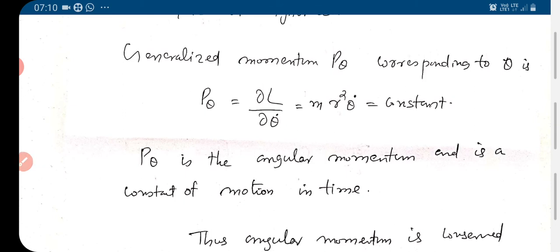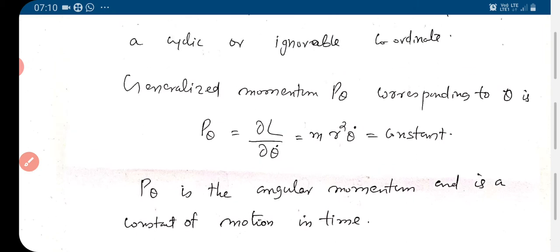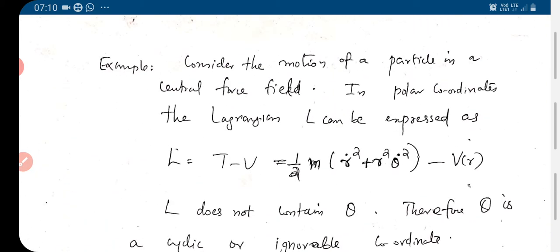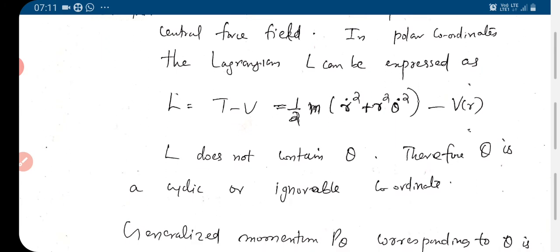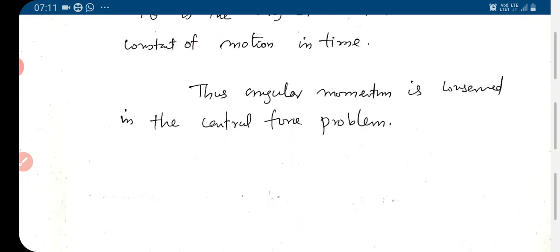pθ, as we have already seen, is actually the magnitude of the angular momentum, and it is a constant of motion in time. So this is the idea of a cyclic or ignorable coordinate: the corresponding generalized momentum is a constant of motion.